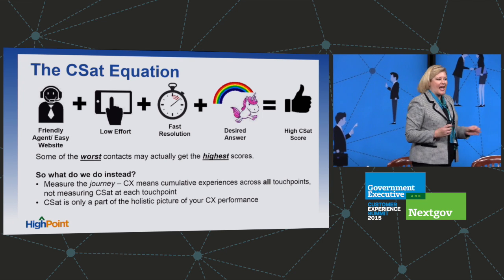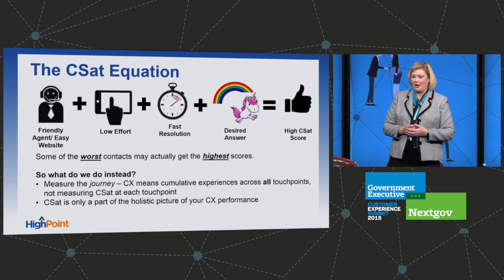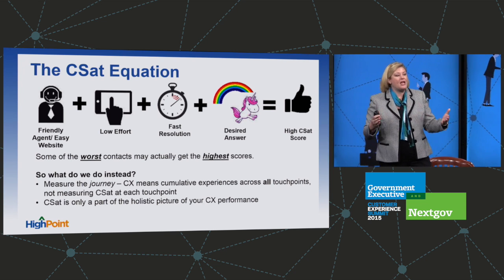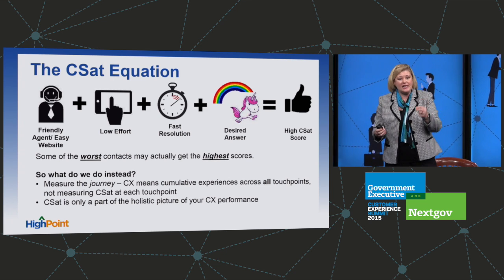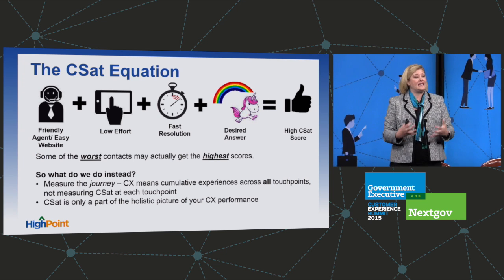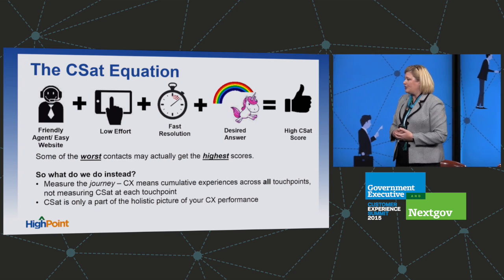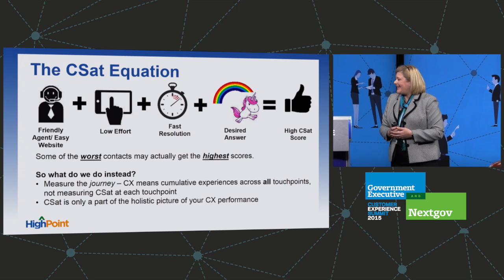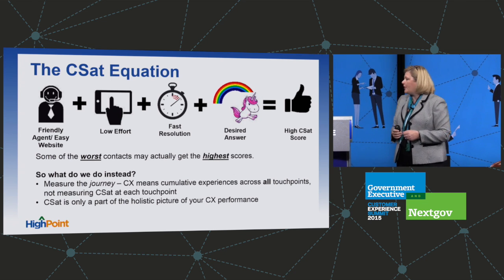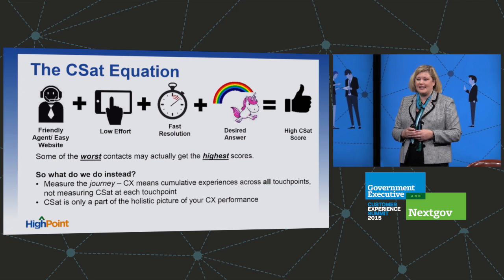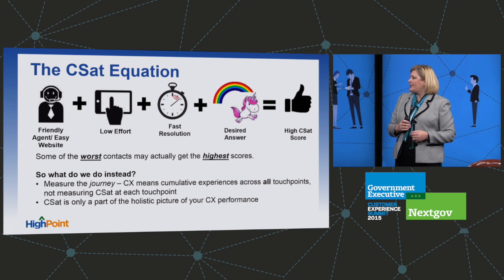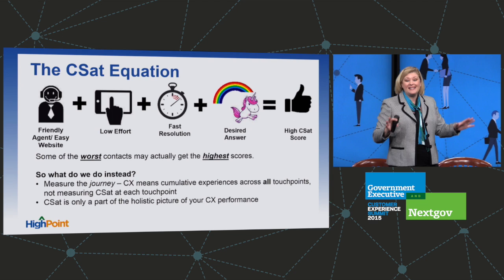So Martha was talking just a second ago. She couldn't have set me up more perfectly. Thank you, Martha. So she was talking about journey mapping. And if we measure all along the journey instead of at an individual touch point, we get a much clearer picture of how people are really thinking and feeling about our agency's services. Remember that CX, or citizen experience, means the cumulative experiences across every touch point that you deliver, not just measuring CSAT at each touch point. That's limiting and problematic. We also need to remember that CSAT is only part of a more holistic picture.